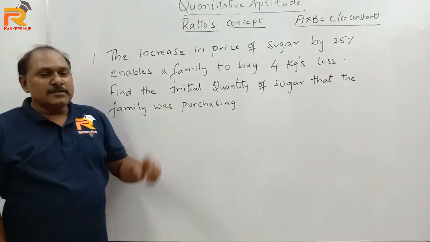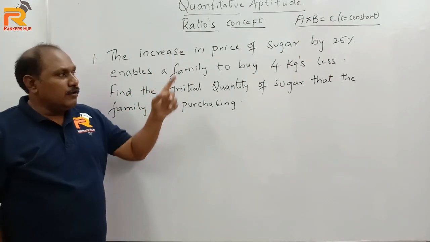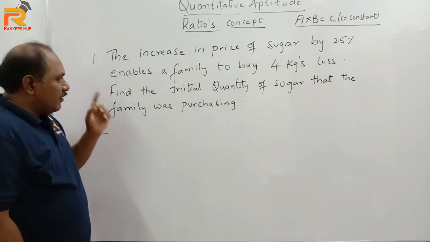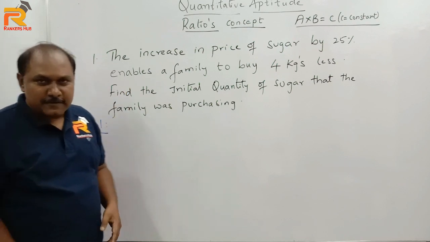The increase in price of sugar by 25% enables a family to buy 4 kilograms less. Find the initial quantity of sugar that the family was purchasing.